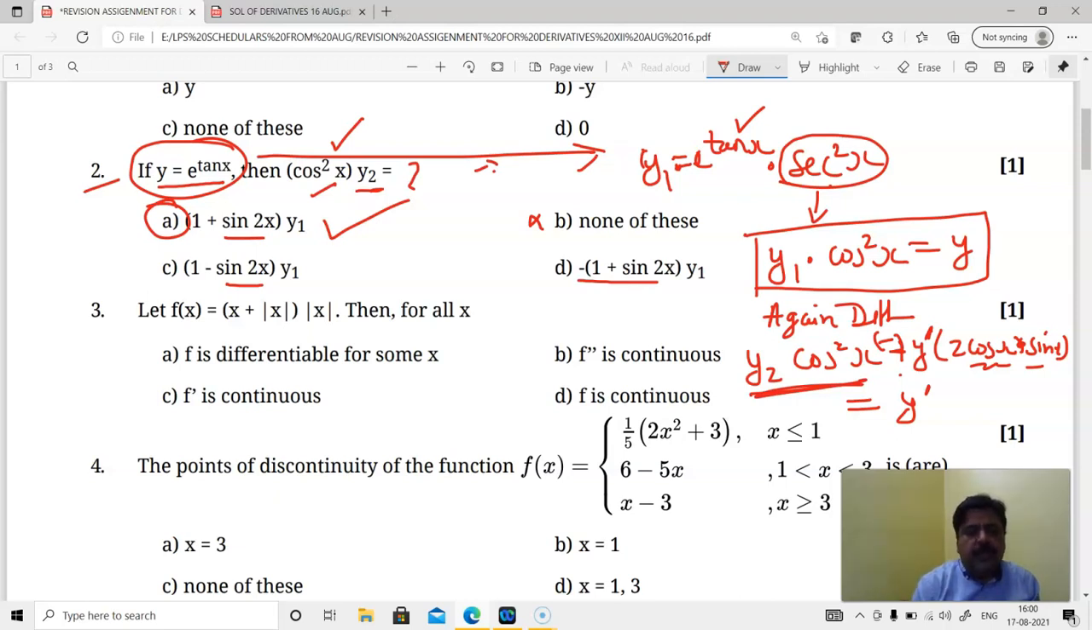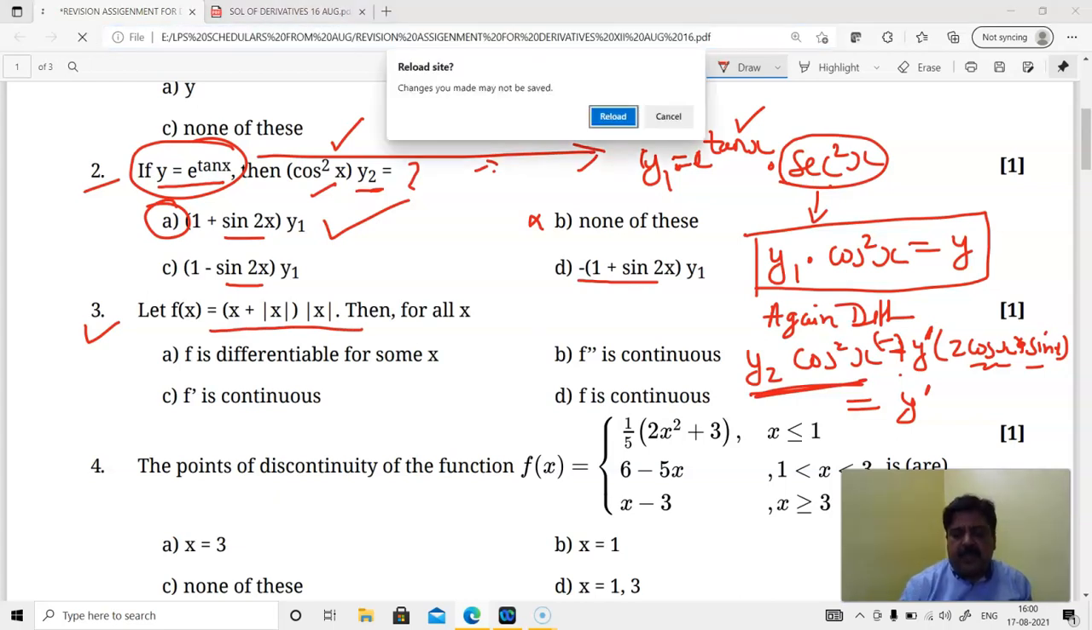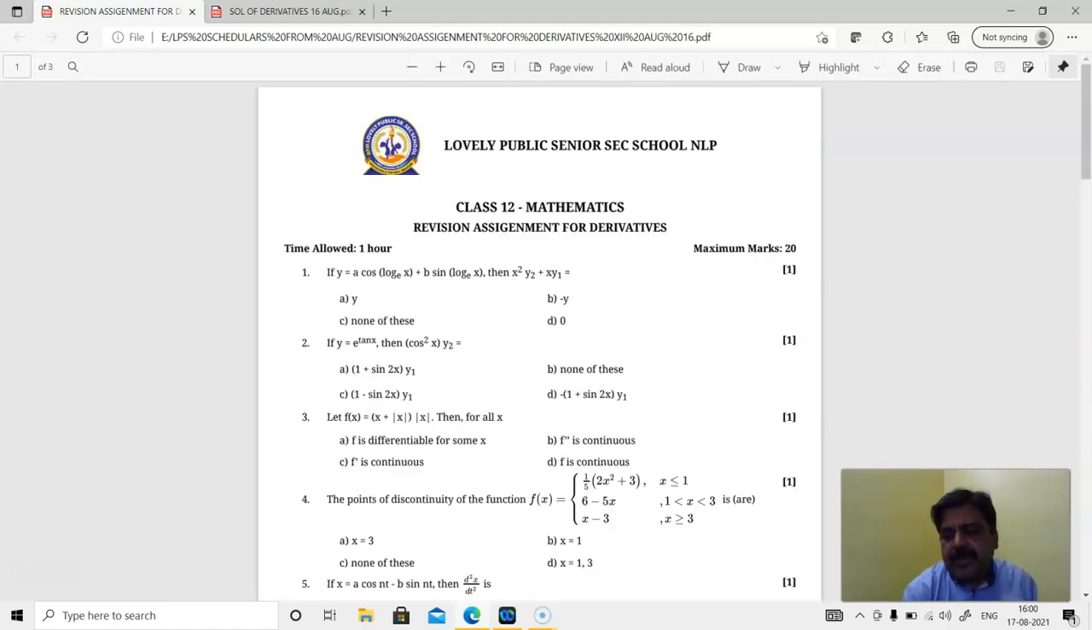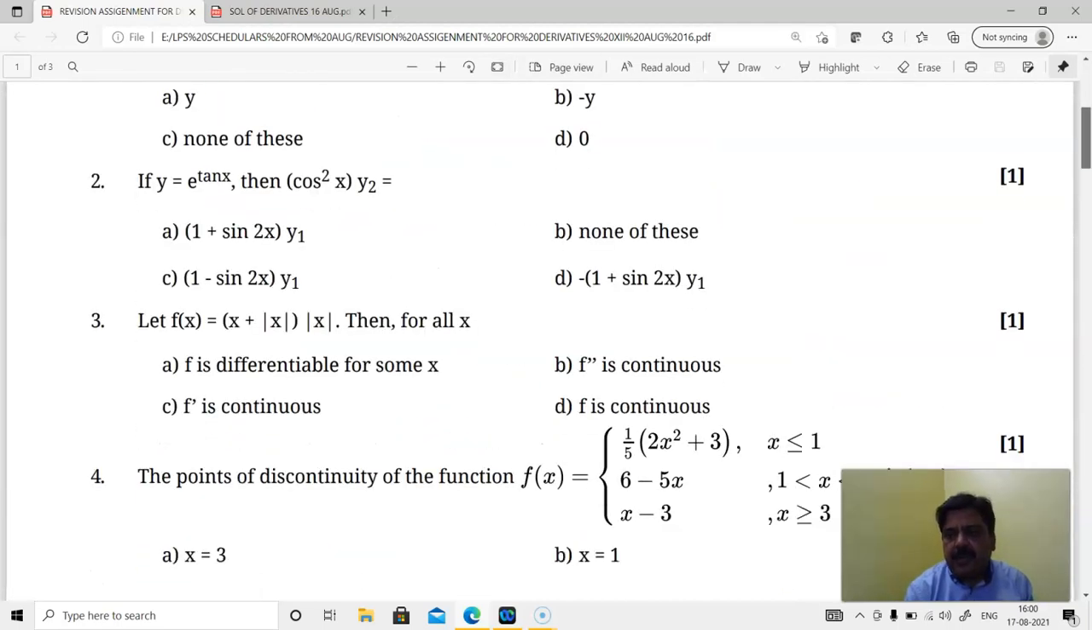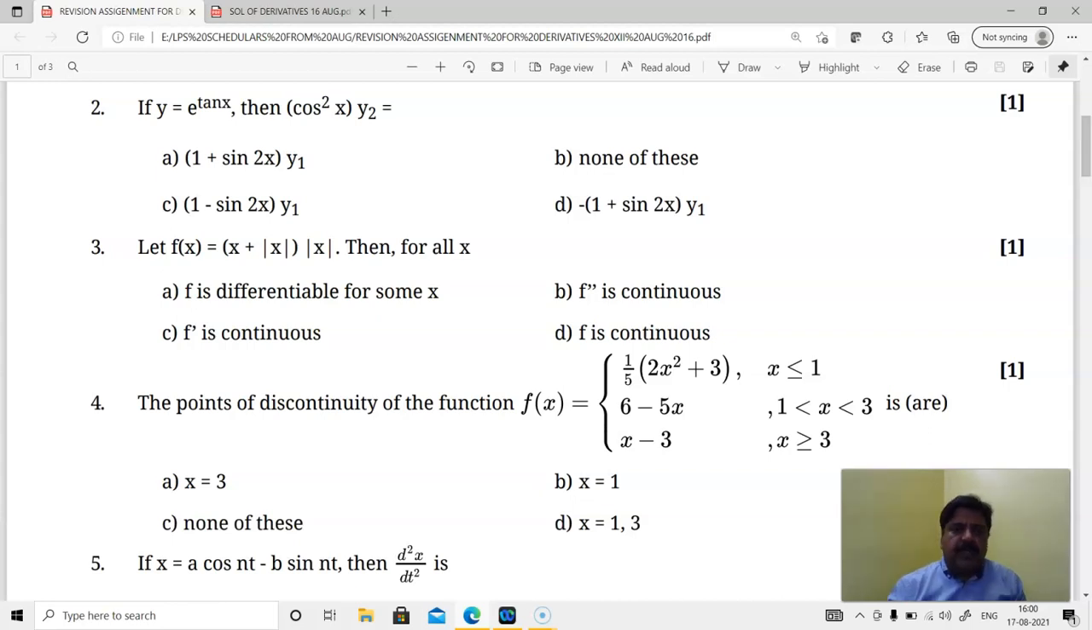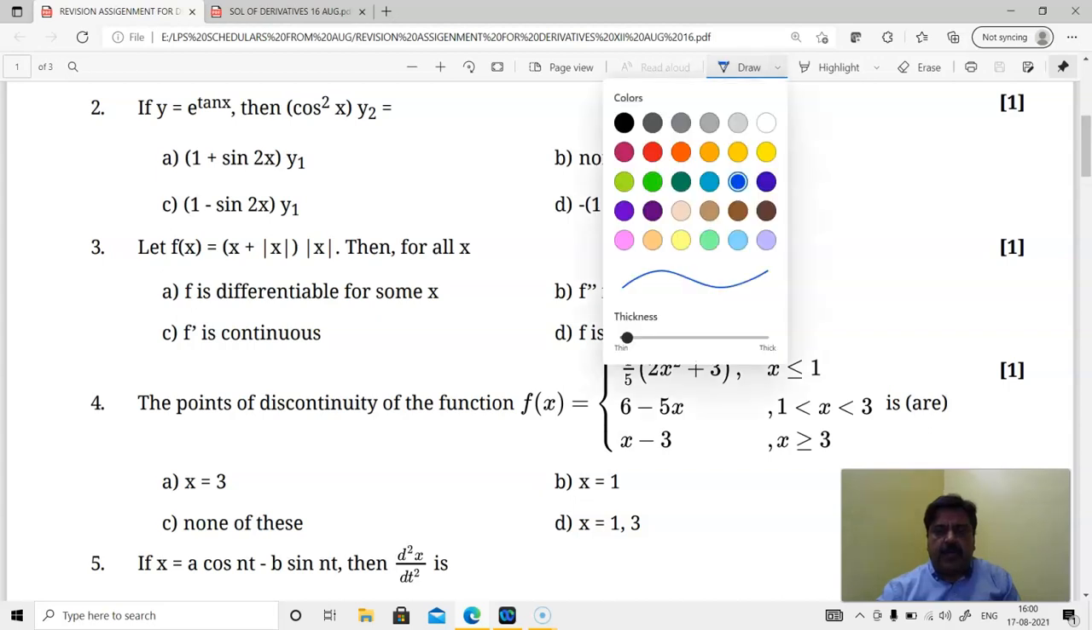Moving on to the third question, where the concept is theoretical, you need not find some sort of solution or some kind of linking. It's a purely theoretical concept. Now in this theoretical concept, we have to see that there has been a concept of differentiation and continuity, so why we need not calculate over here.